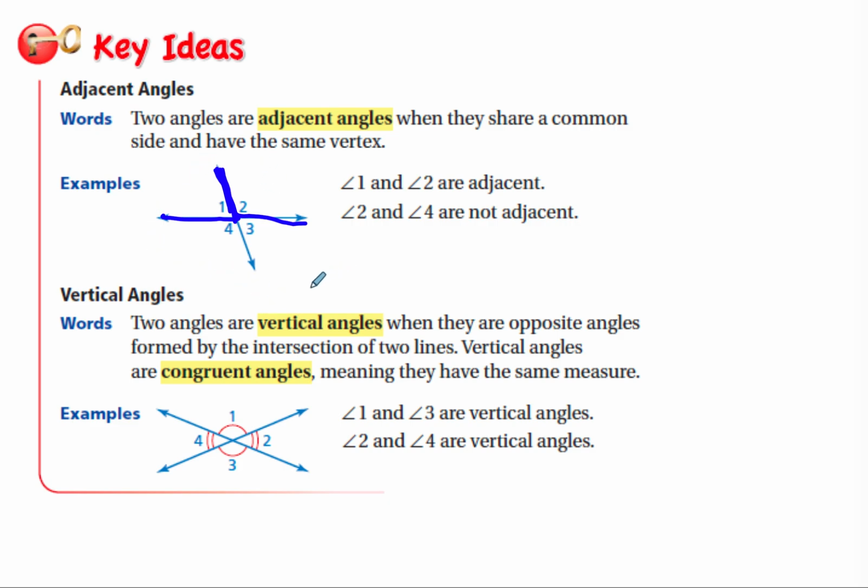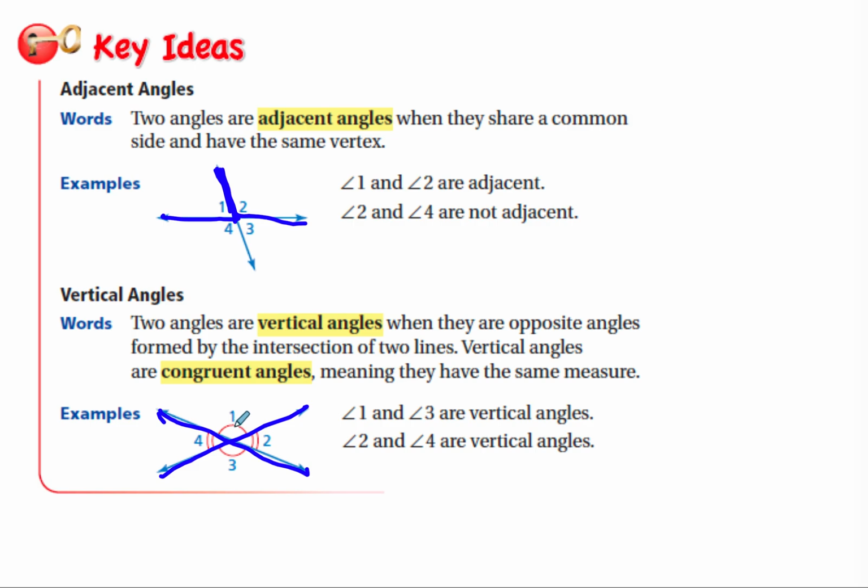Vertical angles. It says two angles are vertical angles when they are opposite angles formed by the intersection of two lines. Vertical angles are congruent angles, meaning they have the same measure. Congruent means that they're equal. So 1 and 3 are vertical angles. The two lines that make them are these two right here. A little tricky for me to trace exactly, right? Okay, so those are the two lines that make them.